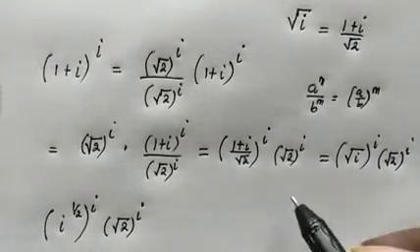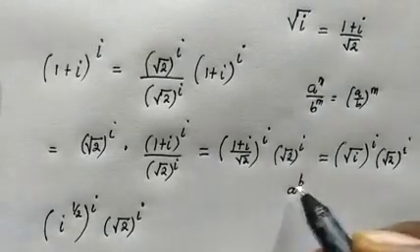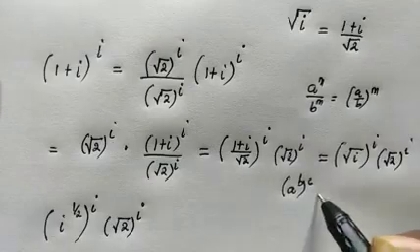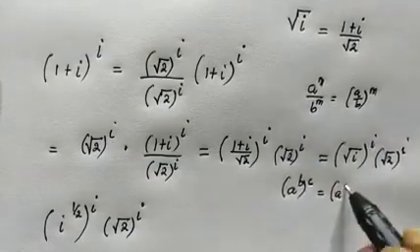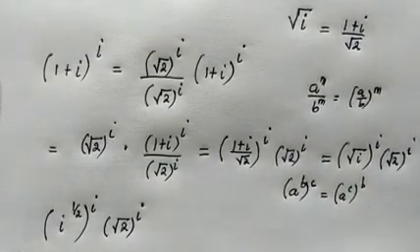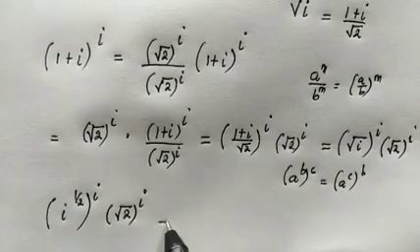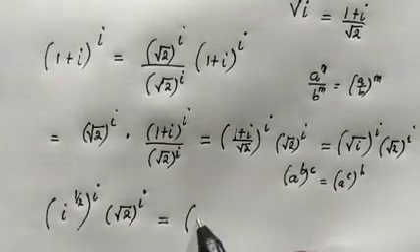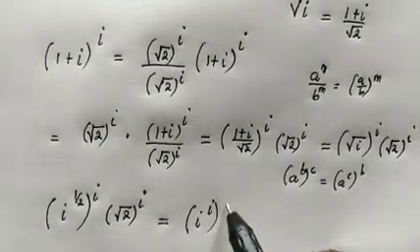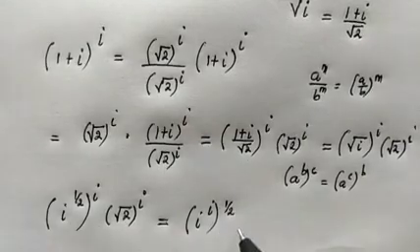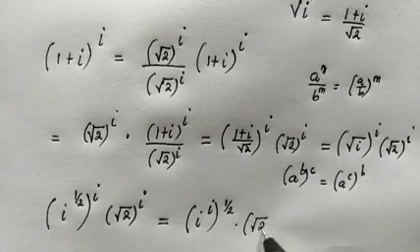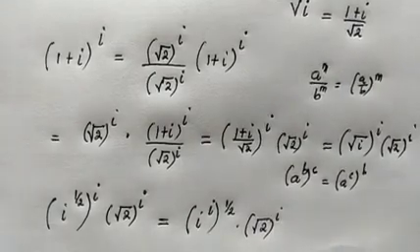Again, let us use this idea. We know (a^b)^c is equal to (a^c)^b. So here, using this idea, this is going to be i^i, then the 1/2 outside. And then this is multiplied by the square root of 2 raised to the power of i.